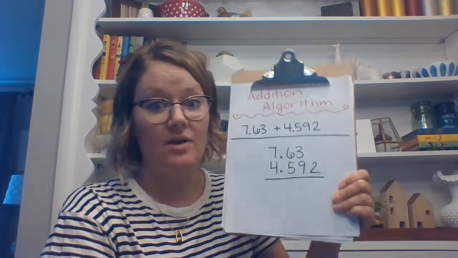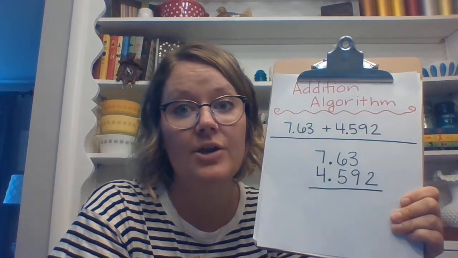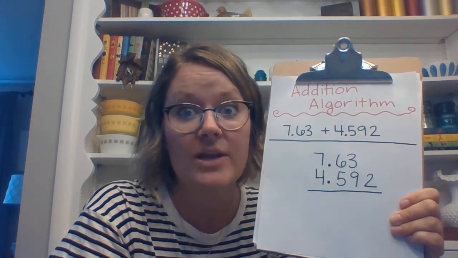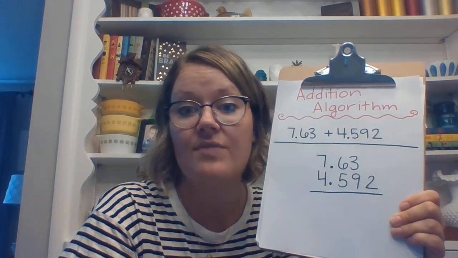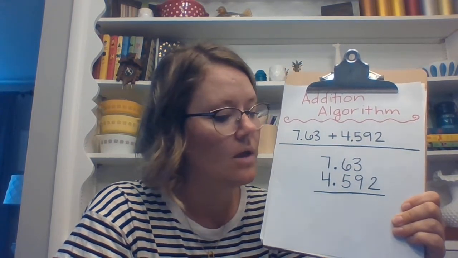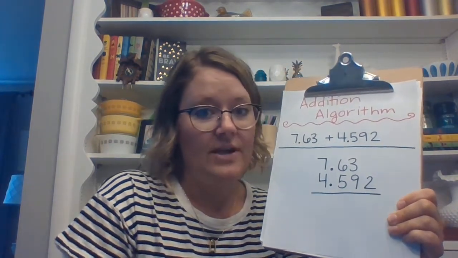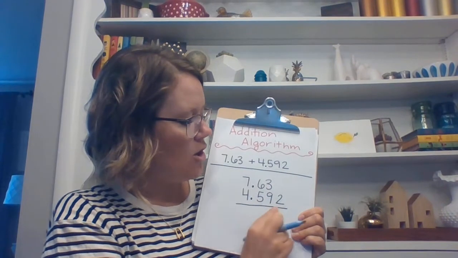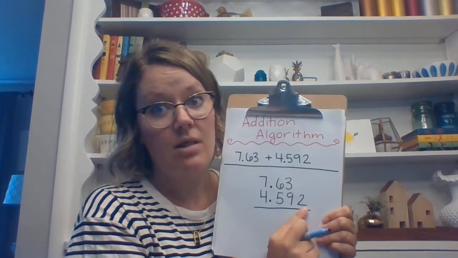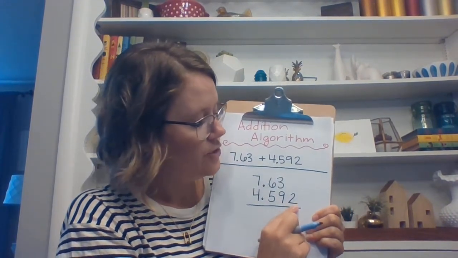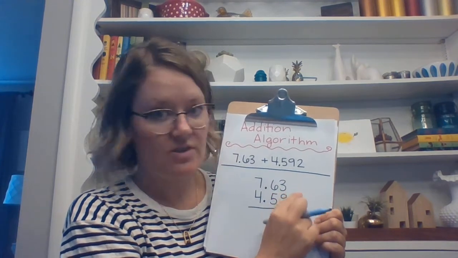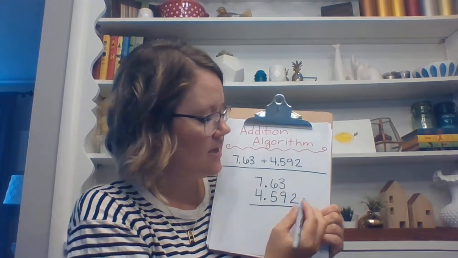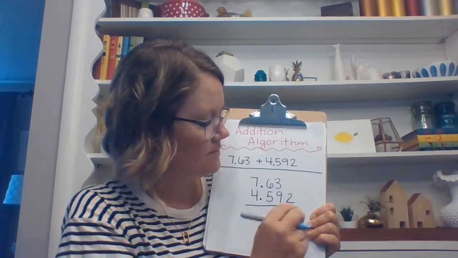So my decimals are lined up. Make sure when you're lining your numbers up that your decimal points are lined up and all the other place values are lined up correctly. All right, now we're going to solve. So I'm going to start all the way over here with the very smallest place value. 2 thousandths plus, there's nothing up here, is just going to be 2 thousandths.